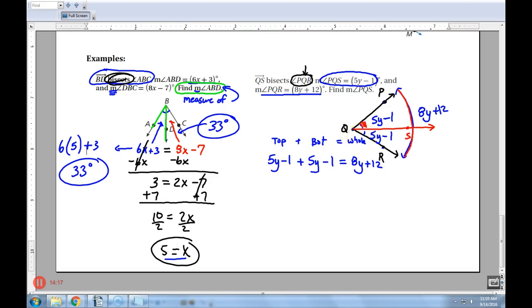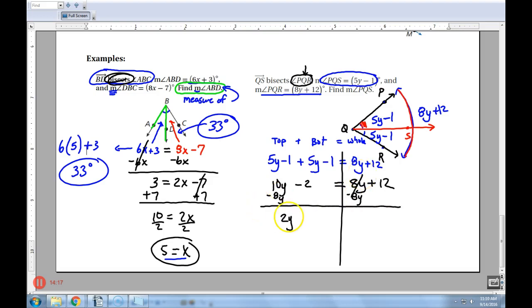And now the rest is using some algebra. I'm going to clean up the left side and combine like terms. 5y and 5y is 10y. A negative 1 and a negative 1 make a minus 2. The right side I'm just going to bring down. Now I'm going to get all my y's to the left, so I'm going to subtract 8y from both sides. And I get 2y take away 2 equals 12. Now to get y by itself, I'm going to add the 2 to both sides. Doing the opposite, that cancels. I get 2y equals 10. Wow, we've had a lot of 5 as answers for our examples. And y comes out to be equal to 5.